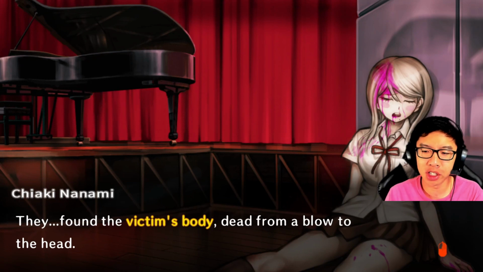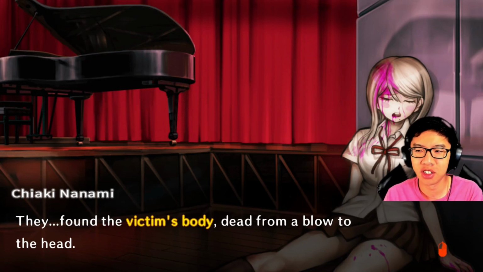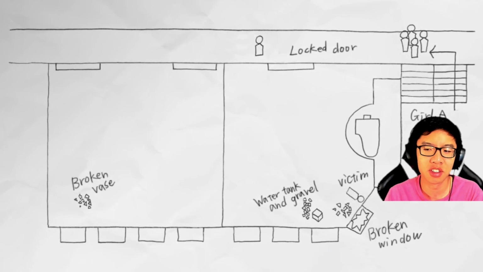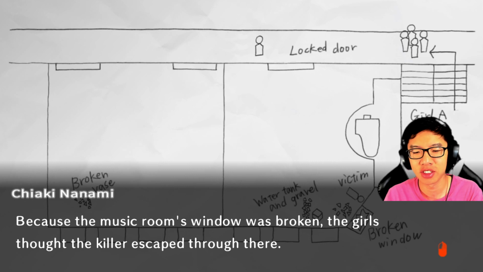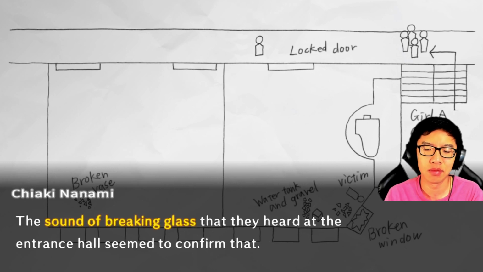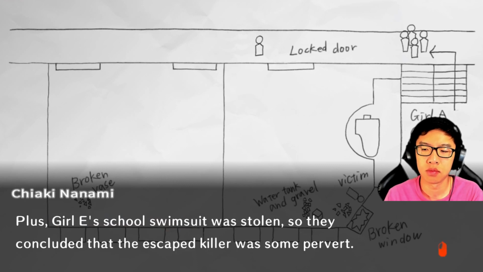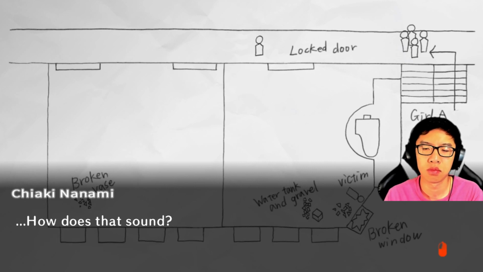From a blow to the head. Because the music room's window was broken, the girls thought the killer escaped through there. Yeah, but they're on the second floor. The sound of breaking glass that they heard at the entrance hall seemed to confirm that. Plus, Girl E's school swimsuit was stolen, so they concluded that the escaped killer was some pervert. How does that sound?